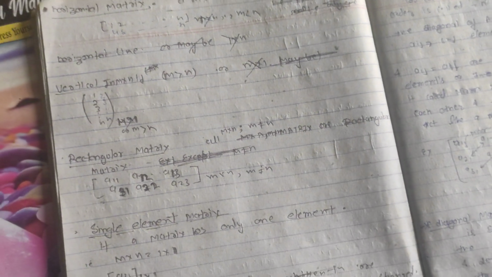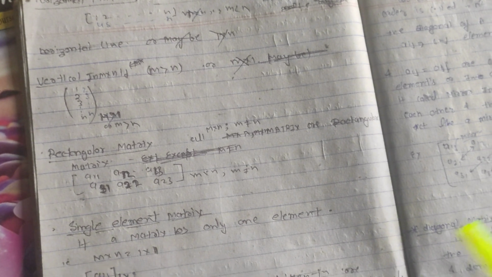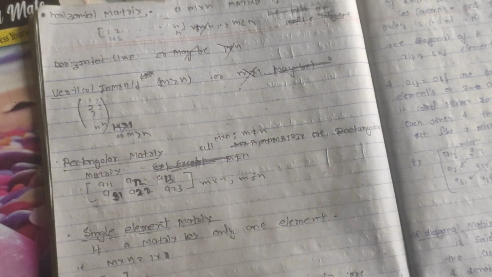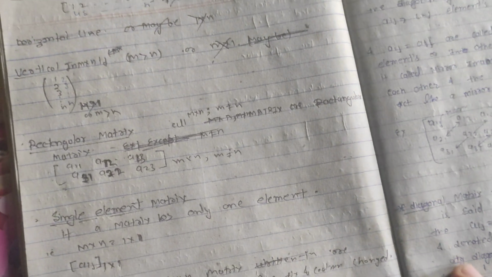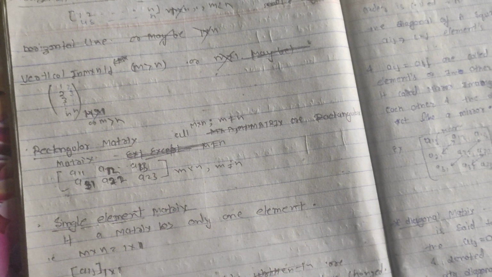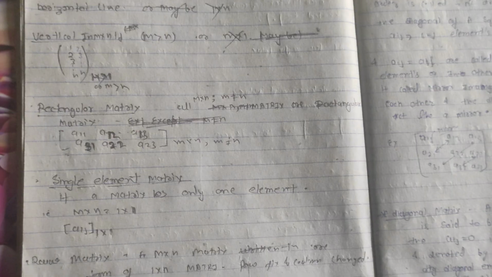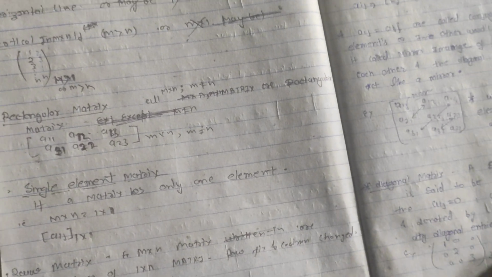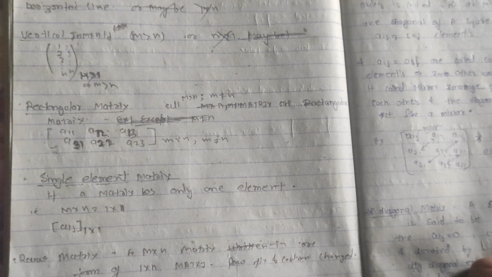Rectangular matrix: all the matrices m cross n except where the number of rows is equal to the number of columns, which is square. So if the number of rows is equal to the number of columns, it is not rectangular, it is square. All matrices of m cross n where the number of rows is not equal to the number of columns, this is the only condition, are said to be rectangular matrices.